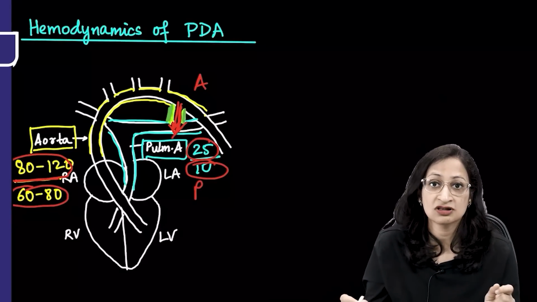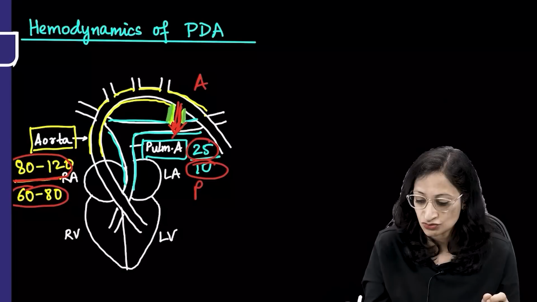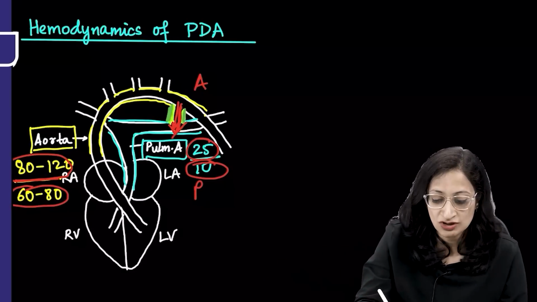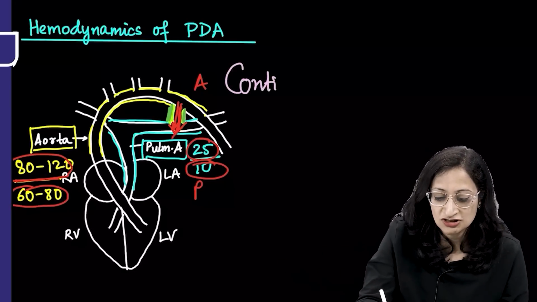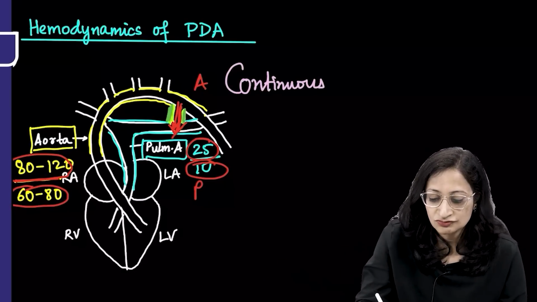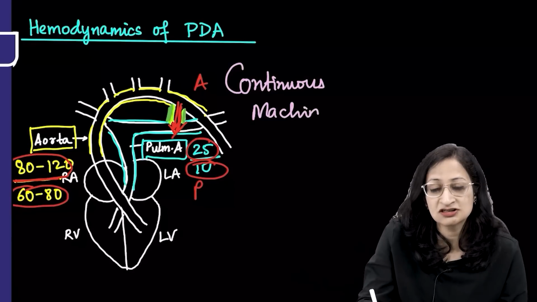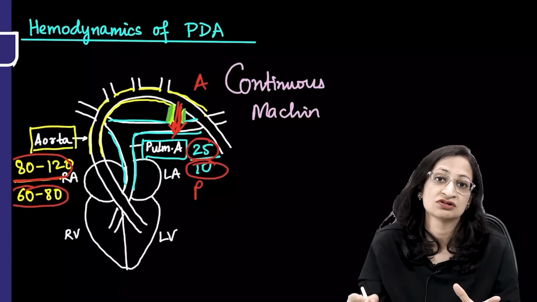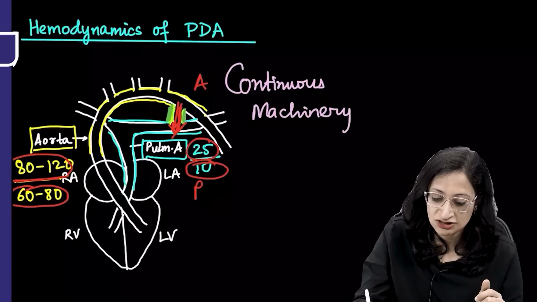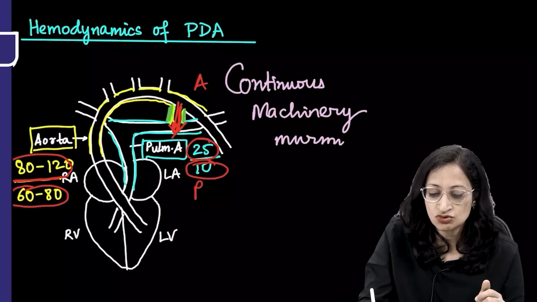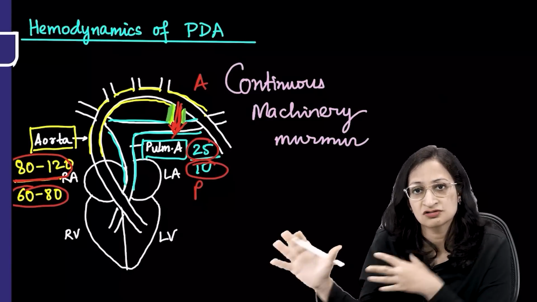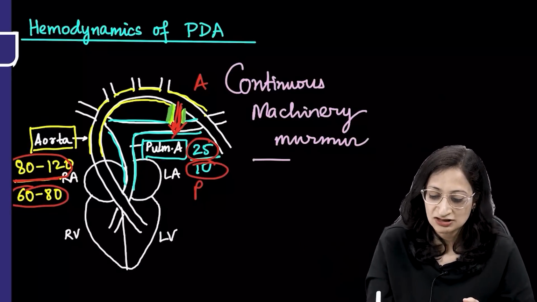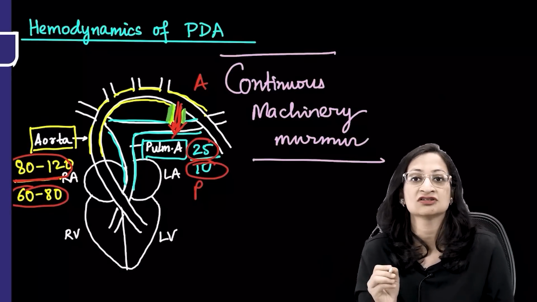So the murmur that you will get in patent ductus arteriosus will be throughout systole, throughout diastole. So it is known as a continuous machinery murmur, because huge pressure gradient is there between the aorta and the pulmonary artery in systole as well as diastole. So you will have a continuous machinery murmur throughout systole, throughout diastole. So a continuous murmur will be there, okay. So that is what is typically seen in patent ductus arteriosus.